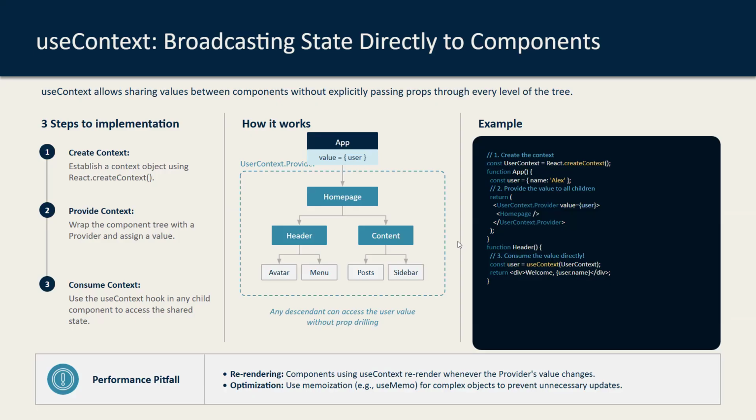But one thing to keep in mind is that components using a context will re-render whenever the provider value changes. So if the value is a complex object, it is often a good idea to memoize it, for example with useMemo, to avoid unnecessary updates. So useContext solves the data sharing problem cleanly, but like any tool, it works best when it is used thoughtfully.